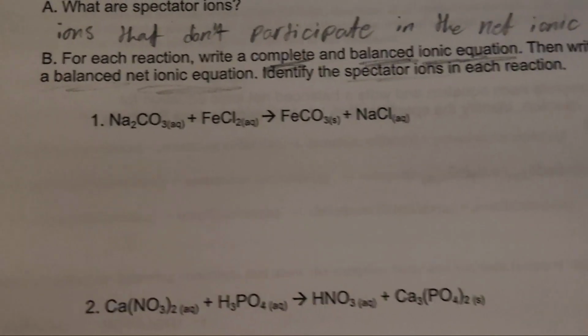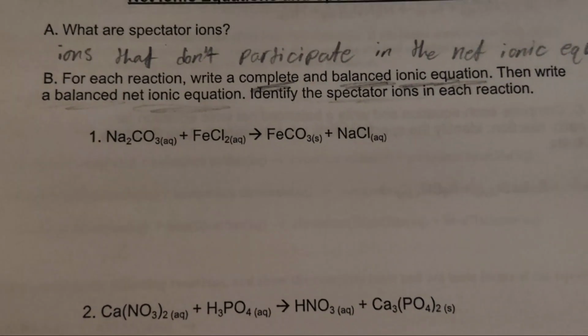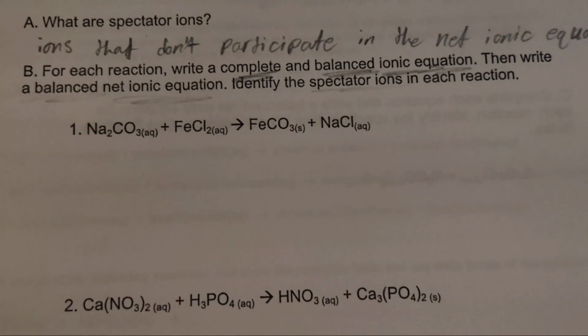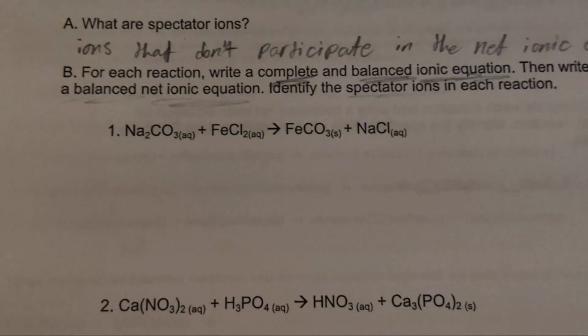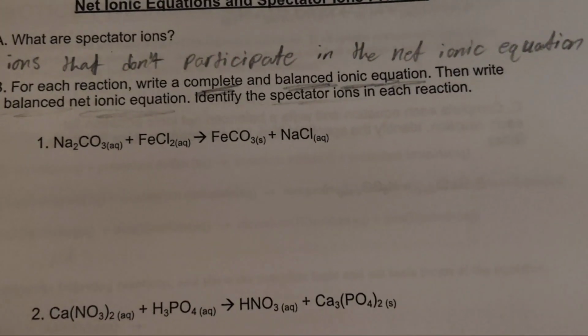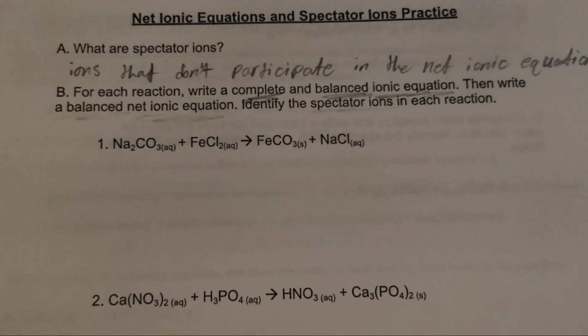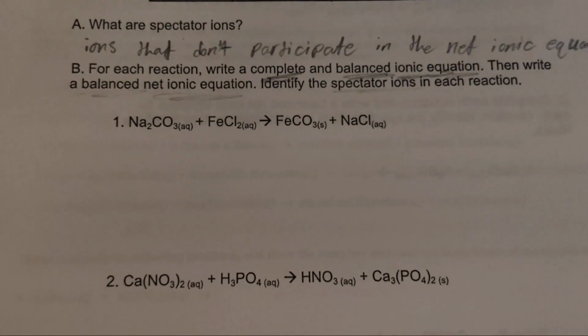Alright, so first, it tells us, for each equation, write a complete and balanced ionic equation. Then write a balanced net ionic equation. And then identify spectator ions in each reaction. Alright, so first, we're going to write the net ionic equation.